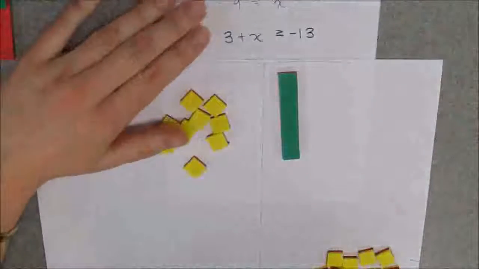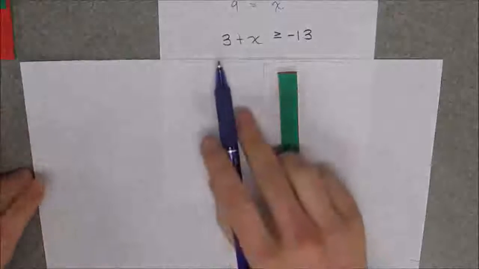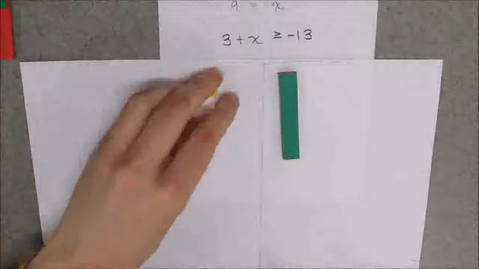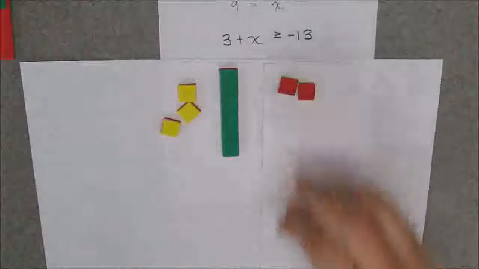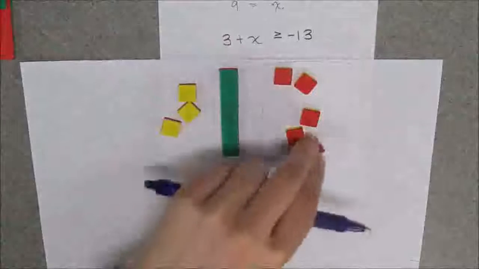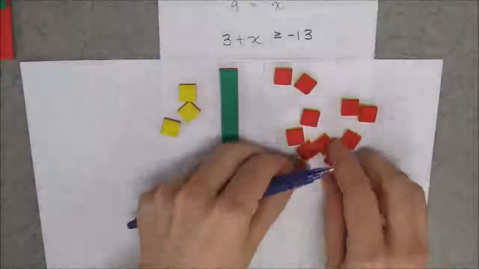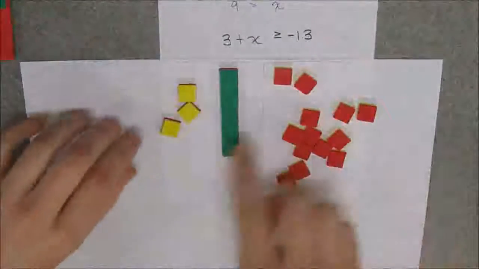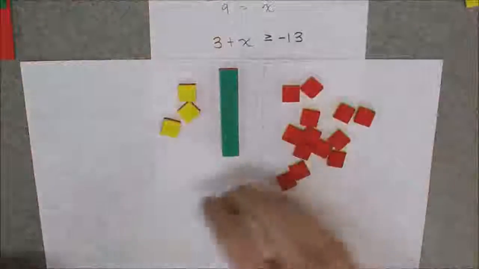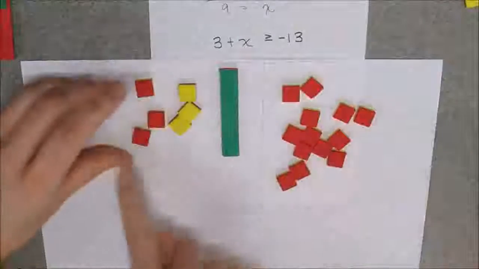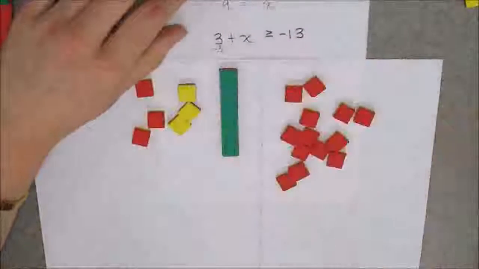Let's try another one. So I have 3 plus x, so that 3 is a positive 3 since there's not a minus in front of it. 3 plus x being greater than or equal to negative 13. So I need to get x by itself. In order to do that, I need to add 3 negatives to make 3 zero pairs. So I added negative 3 to the left side.